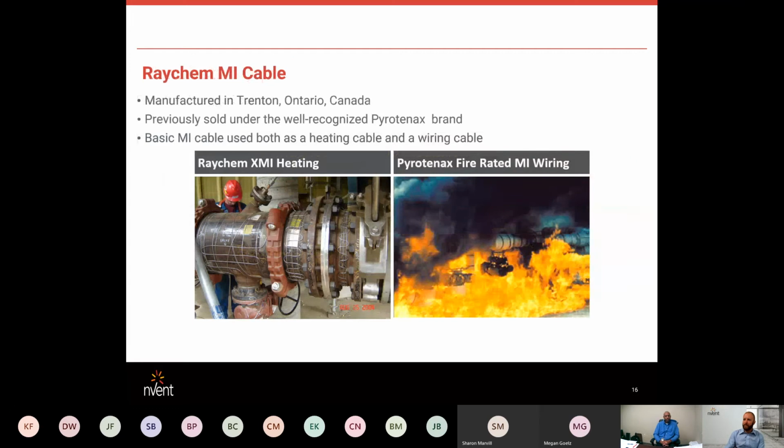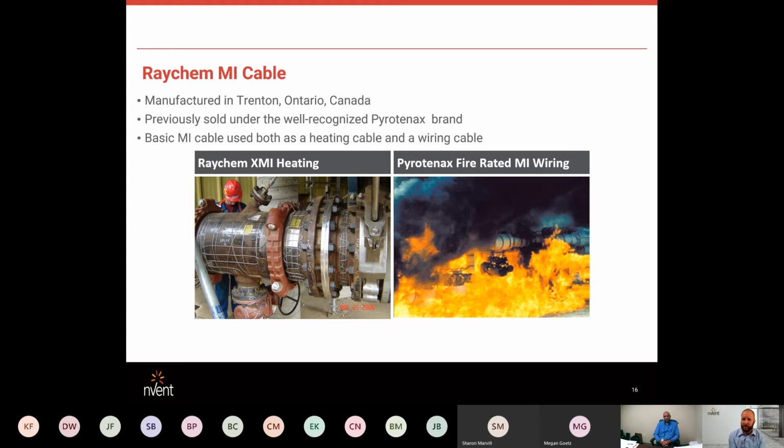And here I'd like to show another application of MI cable that's not for heating, and also on the left, how you typically would apply this MI cable. It shows you the complexity of installing that. So on the left, you'll see it says Raychem XMI heating cable. That's our MI heating cable that we're using.